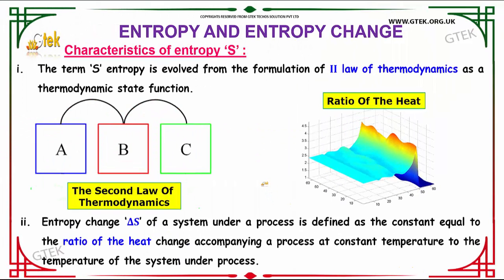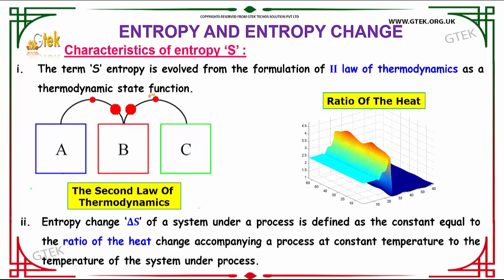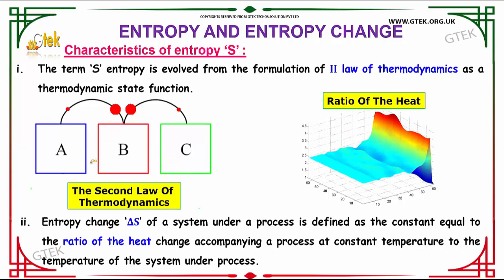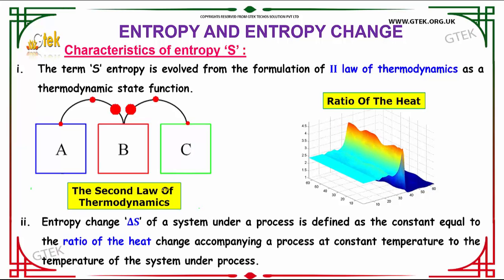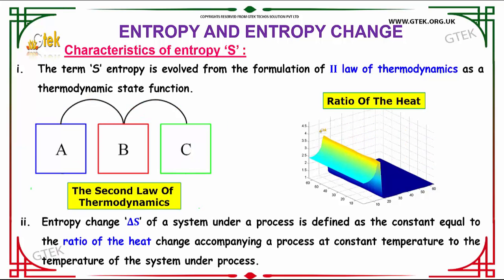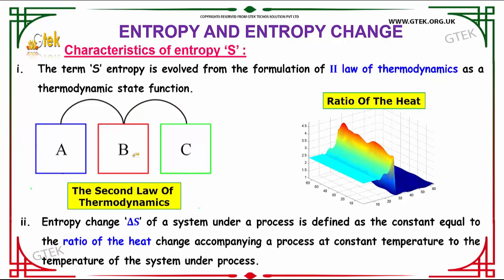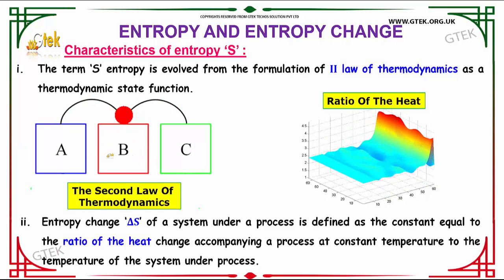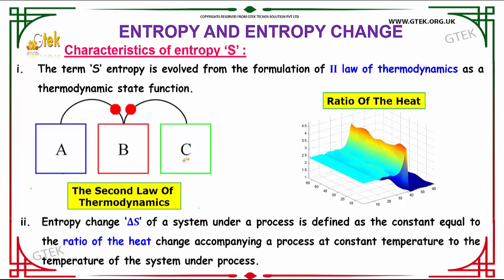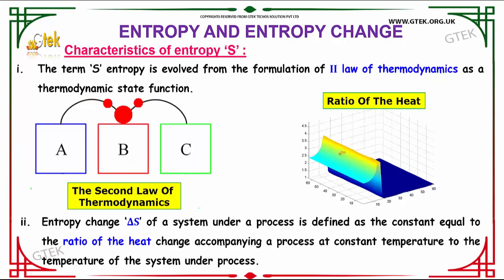Characteristics of entropy: the term entropy is evolved for the formulation of the second law of thermodynamics as a thermodynamic state function. Entropy change delta S of a system under a process is defined as the constant equal to the ratio of the heat change accompanying a process at constant temperature to the temperature of the system undergoing the process.